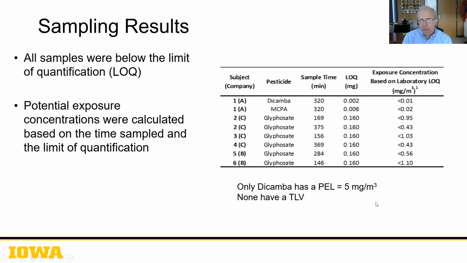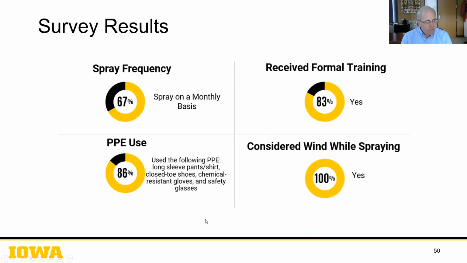Only dicamba has a PEL of 5 milligrams per meter cubed, so obviously way below that. In terms of his survey results, he asked them, how often do you spray? A monthly basis. Of course, that's during the spray seasons of basically fall and spring, and some in the summer. Received formal training? Yes, that was encouraging. Most of them used PPE of some sort. Again, they were worried about dermal exposures, primarily long sleeve pants, shirt, closed toe shoes, chemical resistant gloves, safety glasses.